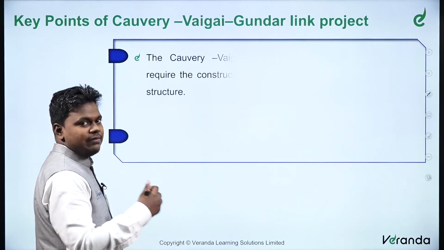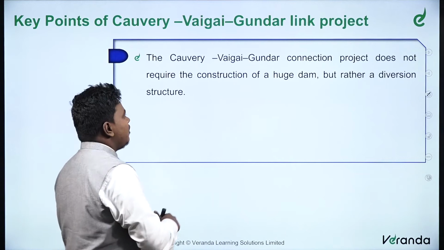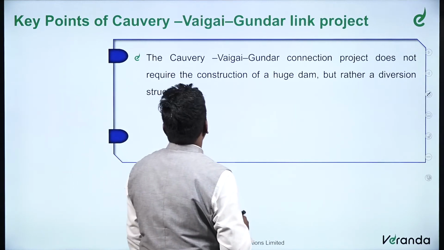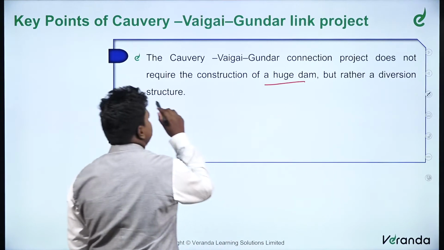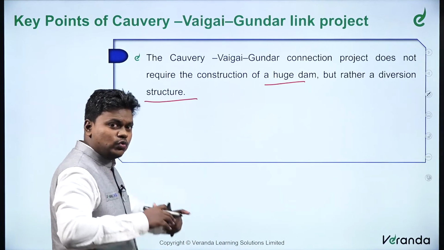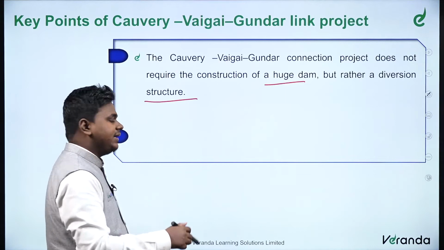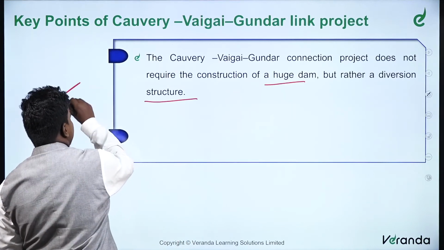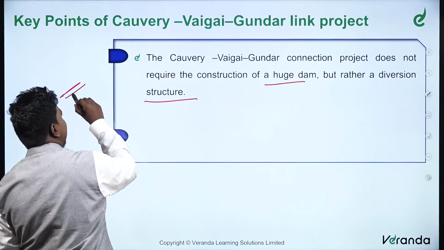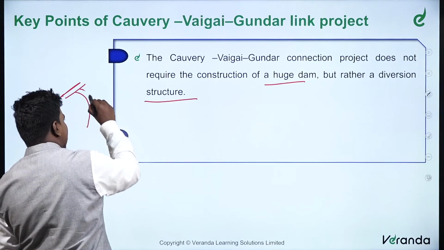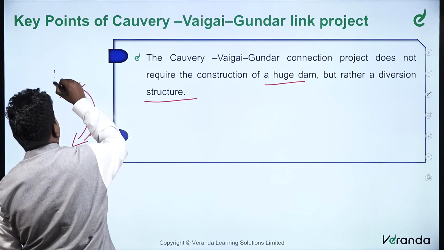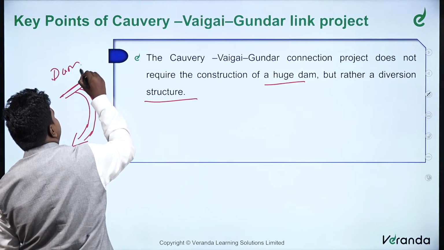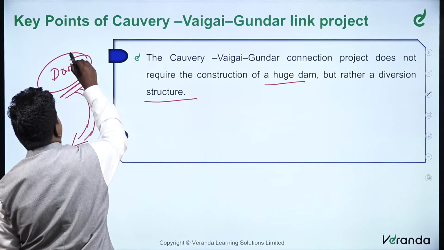So, let us see the key points of this project. The Cauvery Vaigai Gundar connection project does not require the construction of huge dams, but rather a diversion structure. So, they do not require huge dams for storage of water, rather it requires only diversion. So, small barrages will be constructed, and along with this there will be canals built, and the water is actually transferred. So, huge dam-like structures will be absent in this project, will not be needed.